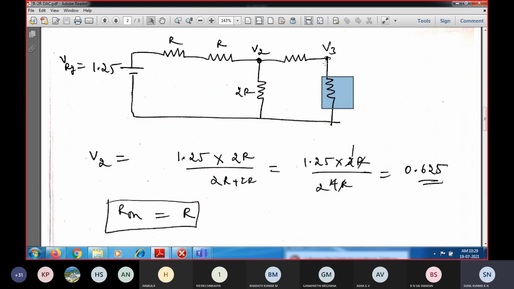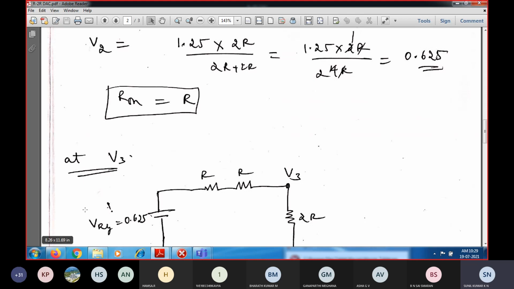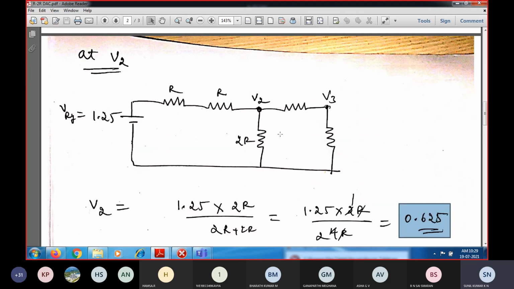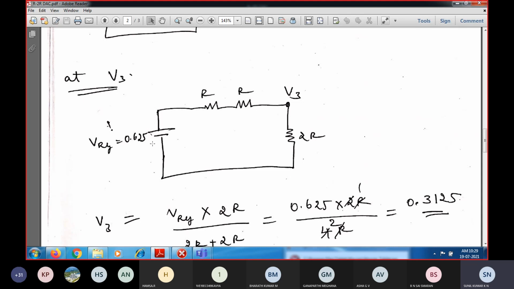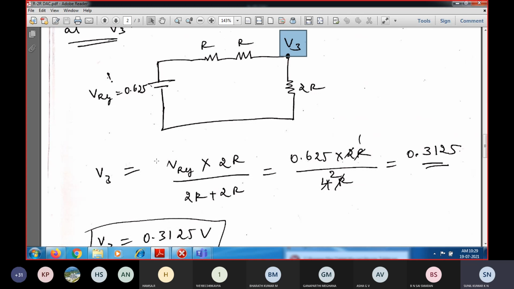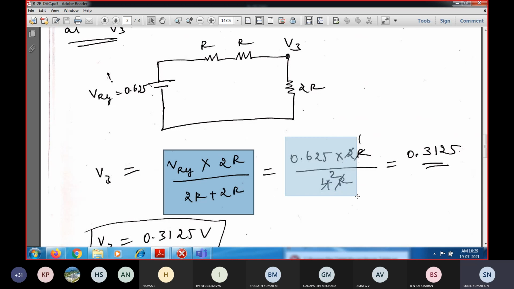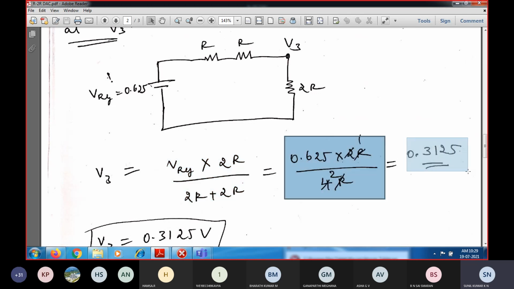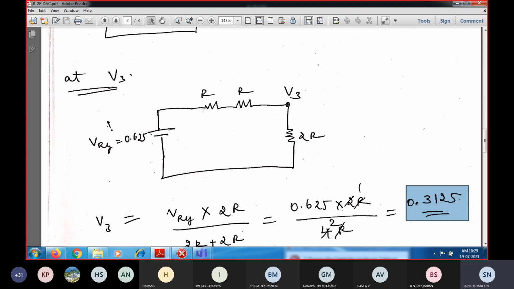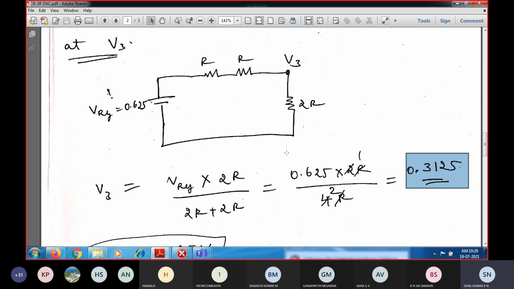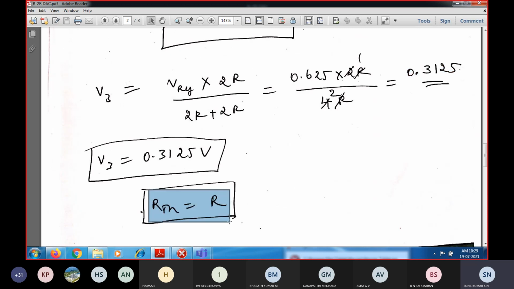Again at this node point, if I want to find out the voltage across this node V3, 0.625 is the reference voltage, the previous voltage drop. So that 0.625 gets divided across this. In order to find out the voltage drop across this, V reference into 2R divided by 2R plus 2R, which is 4R. So 0.625 into 2R divided by 4R will be equal to 0.3125. Correspondingly the equivalent resistance will be R plus R, 2R parallel to R, so the equivalent resistance will be equal to R.